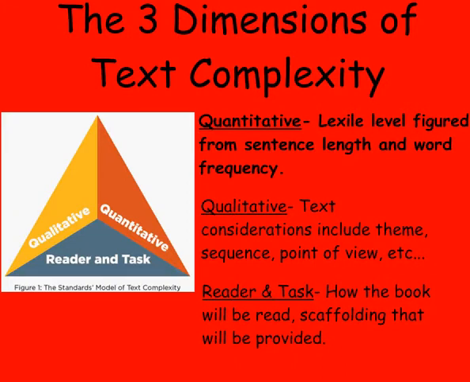There are three components to text complexity. The Common Core depicts this through the triangle you see before you. The three components all weigh equally in determining the complexity level of a text and consist of a quantitative measure, a qualitative measure, and a reader and task analysis.